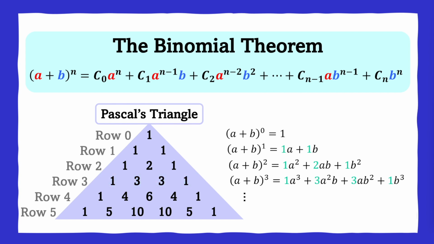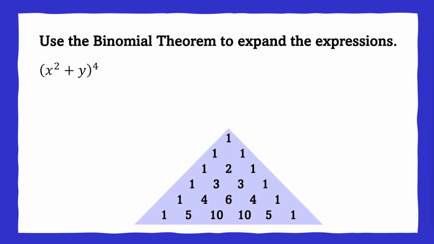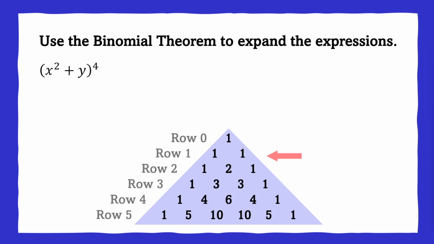And you can continue. Notice once again that the exponent of a decreases while the exponent of b increases, and the sum of the exponents in each term equals n, which is the power the binomial is raised to. Let's expand this binomial. Refer to Pascal's triangle. Since the binomial is raised to the fourth power, we look at row number 4, giving us the coefficients 1, 4, 6, 4, and 1.